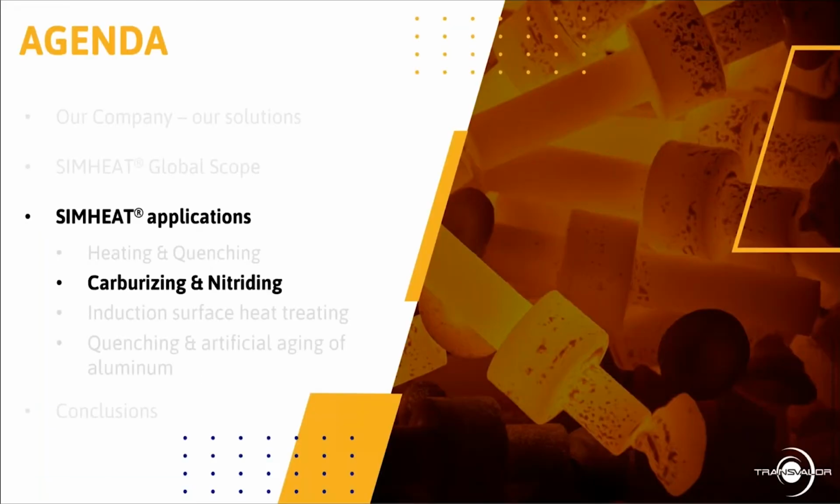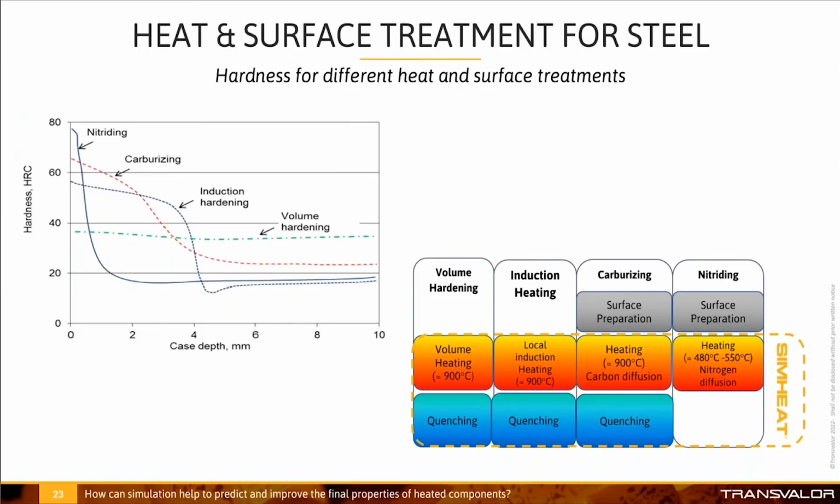Now let's talk about surface heat treatment, about carburizing and nitriding. Here we present different possible treatments that you can apply on your parts. Depending on the treatment, the hardness and the case depth will be different. For example, during nitriding, we can see that the hardness is high in a small case depth. During carburizing and hardening, the hardness is very high over a large depth of the part.